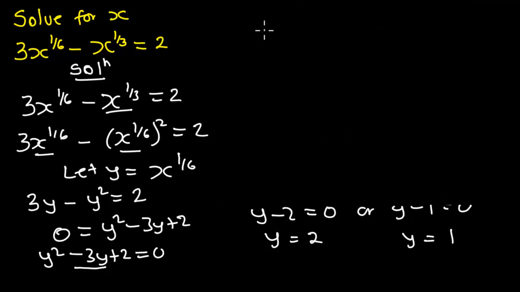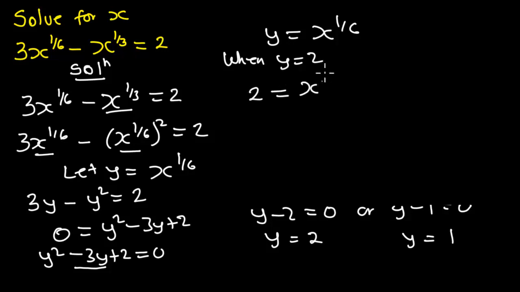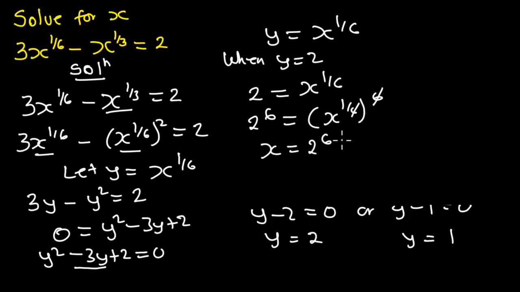But from here we let y be equal to x to the power 1 over 6. And so we are going to find the values of x using the values of y down here. So let's consider when y is equal to 2. So we are going to have 2 equal to x to the power 1 over 6. Now to get x over here, we are going to raise both sides to the power 6. So 2 exponent 6 is equal to x to the power 1 over 6 all exponent 6. And so this 6 will cancel out this 6. So we are going to have x equal to 2 to the power 6. And 2 exponent 6 is going to give us 64.